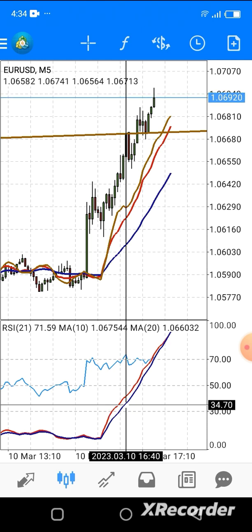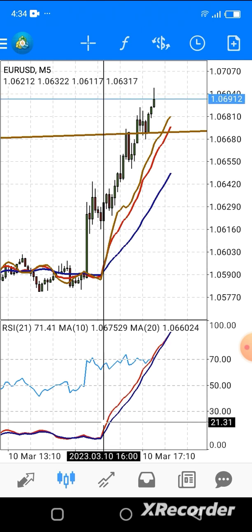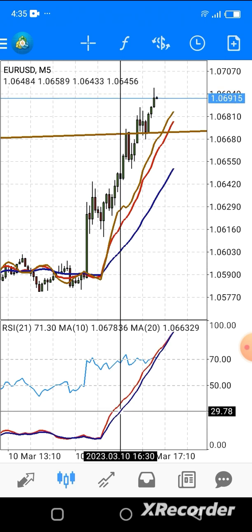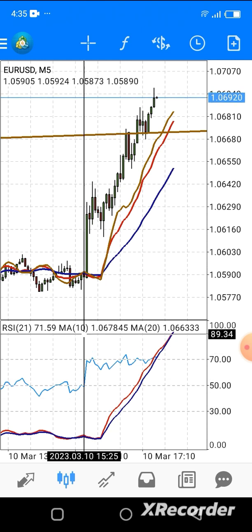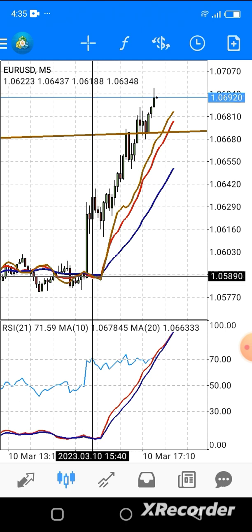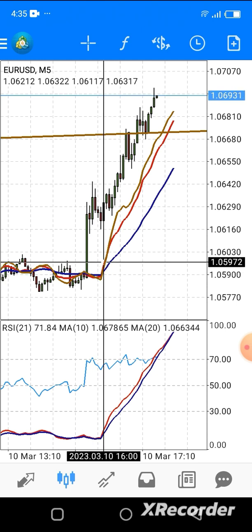That is, this red moving average has crossed above the blue moving average. The red moving average is a small period moving average compared to the blue moving average. And when it did, look at market, boom. As you can see right here again, this brown moving average crossed above these two moving averages, and when it did, market began to go up.